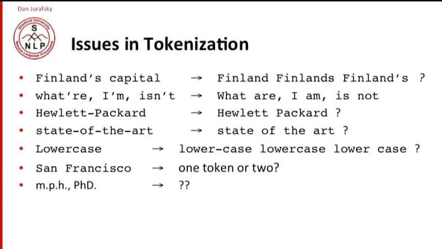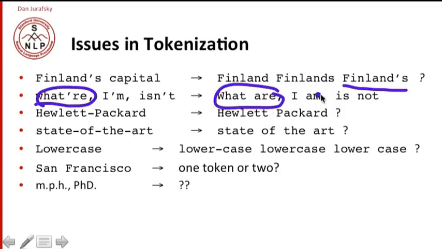We also have to decide on a standard for our words. So for example, if our input is Finland's capital, how are we going to tokenize Finland's depends on our goals. We might choose to keep all the apostrophes in, and then we have Finland's. We might choose to replace all the apostrophes with nothing, or we might choose to eliminate all the apostrophe s's. Similarly, we might choose to expand the what'res to what are, and the I'ms to I am, because if we're, for example, looking for all the cases of I for some sentiment analysis task, or if we're looking for all the cases of negation for some task, we might want to turn isn't into is not.